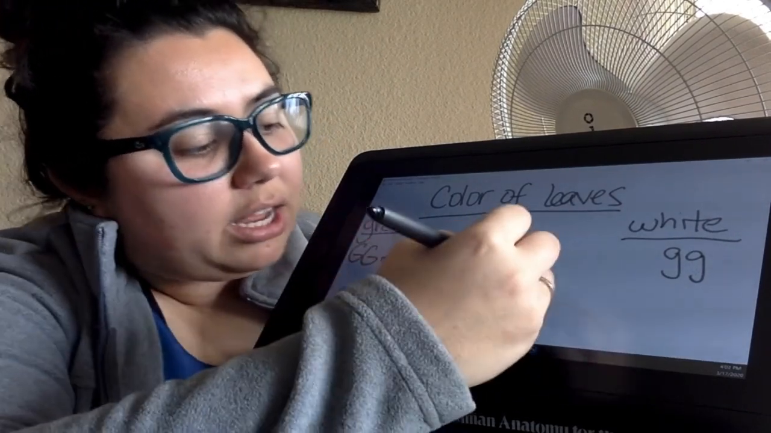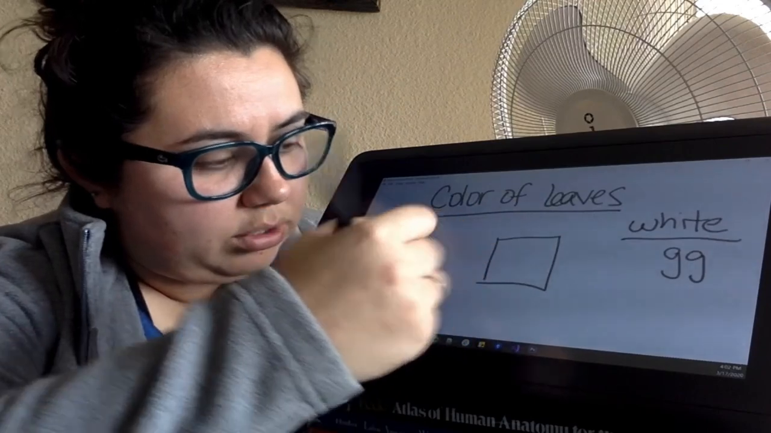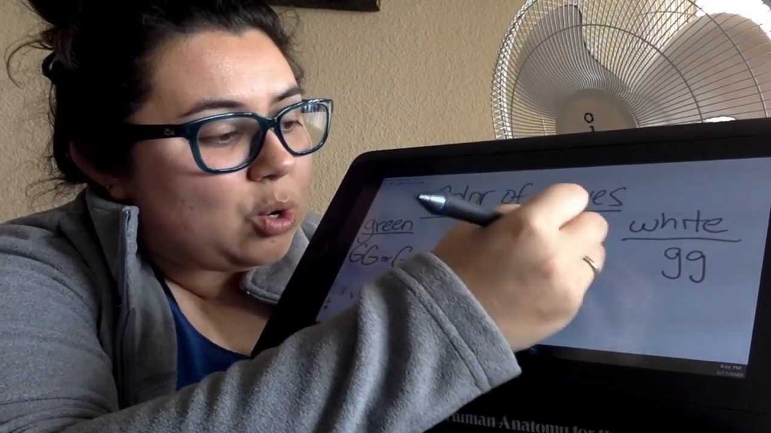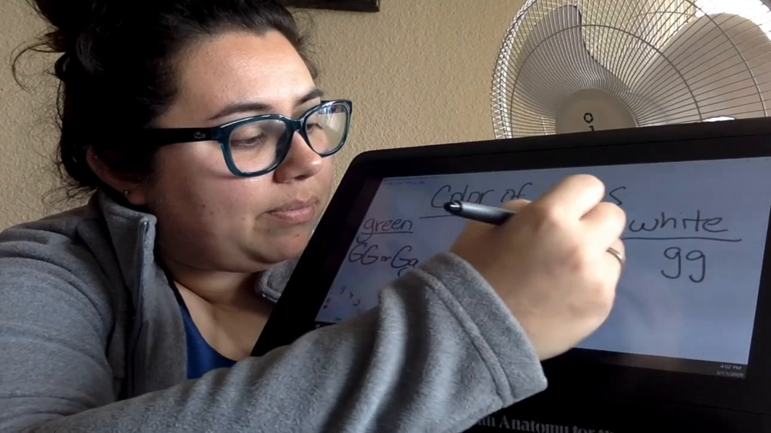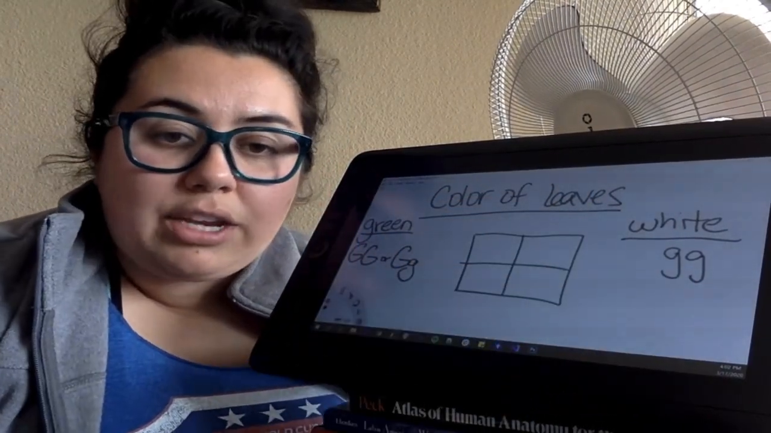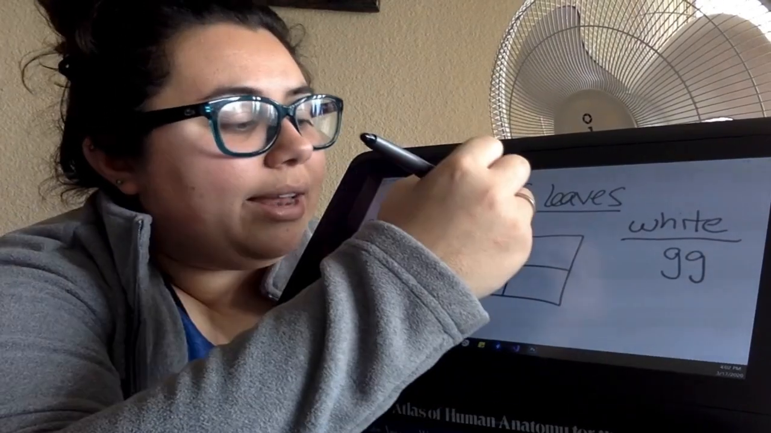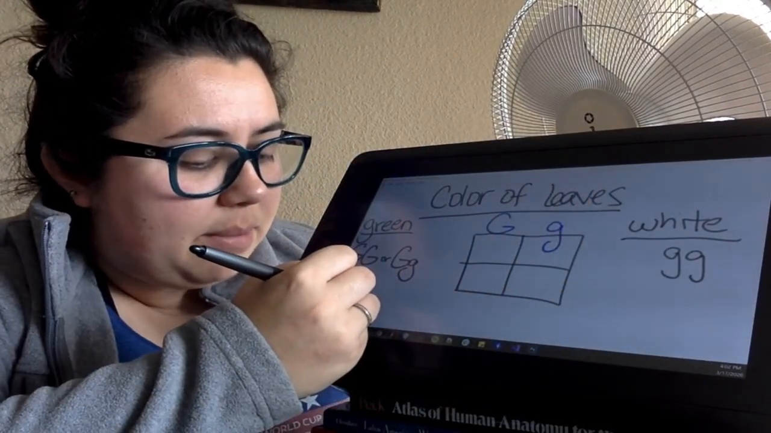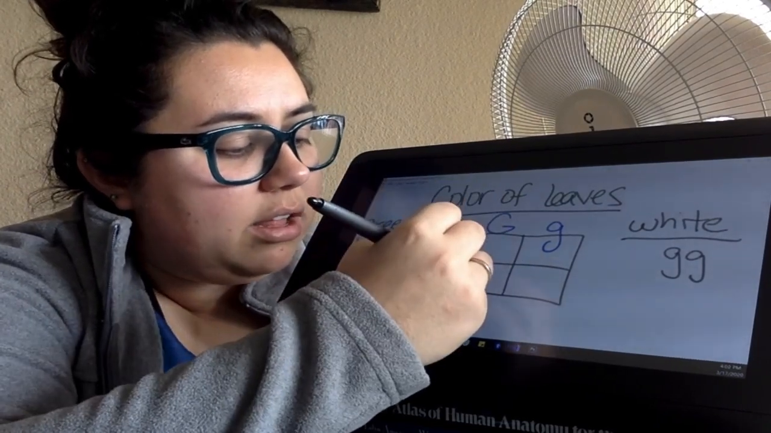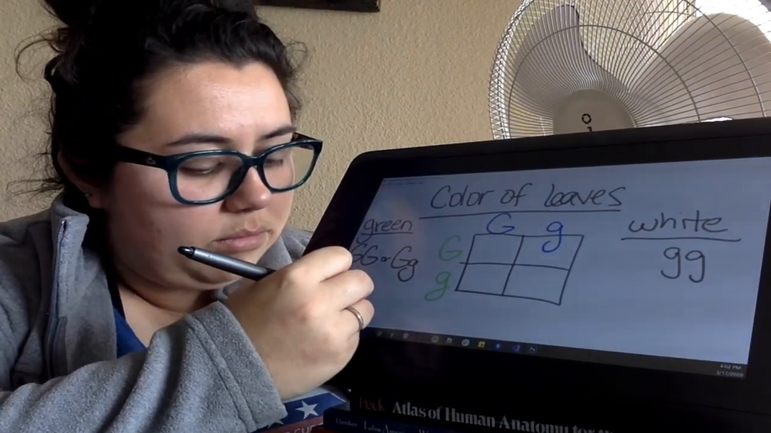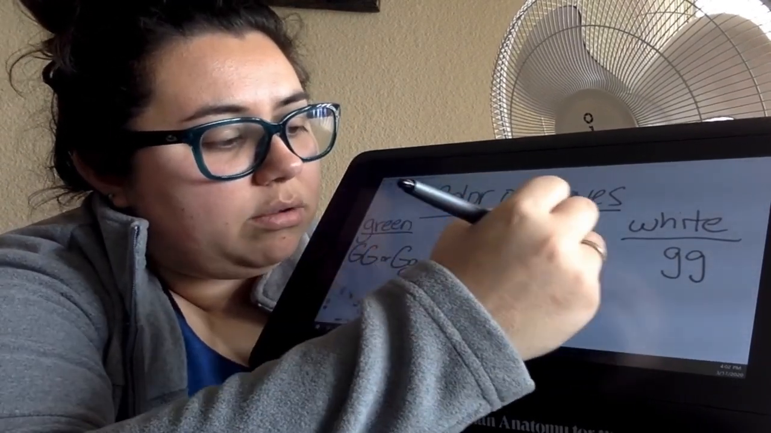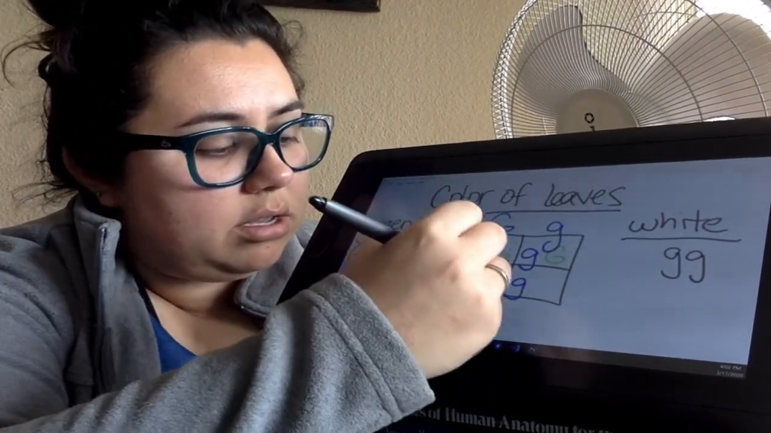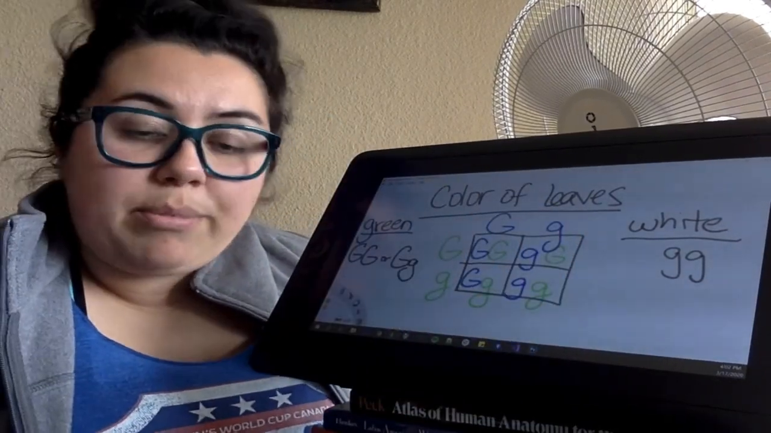Now, let's say I'm crossing, that's a really small Punnett square. Let's make my Punnett square bigger, because that was way too small. Let's try that again. Let's say I would like to cross an organism that is big G, little g, and an organism that is big G, little g. I'm going to drop it low, and I'm going to carry across. So there's my Punnett square.